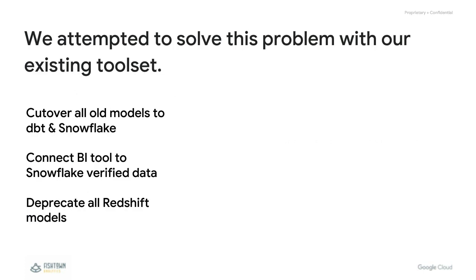Before we transitioned to Looker, we really did try to solve these issues on our own. So we cut over a lot of our old models into DBT and Snowflake, and we would connect our old BI tool to those Snowflake verified data sets and tried to point people to those data sets. And we also went through deprecating all of our Redshift models and moving those into DBT and Snowflake.